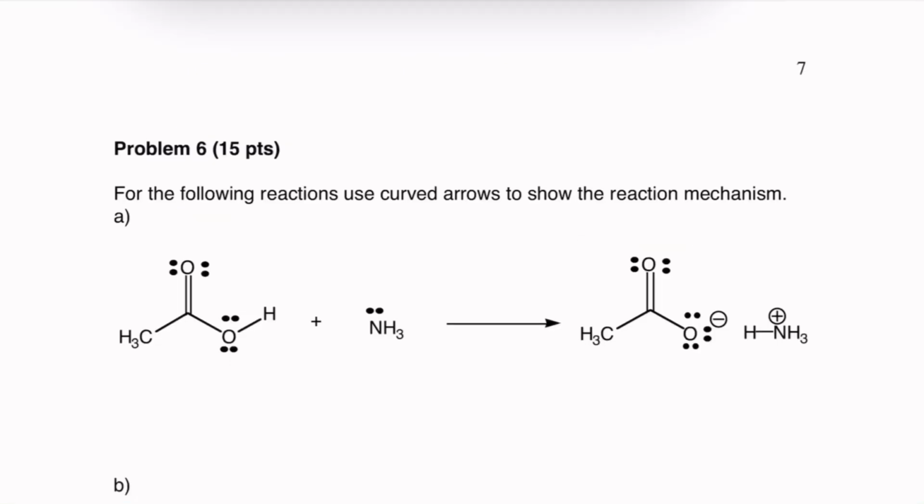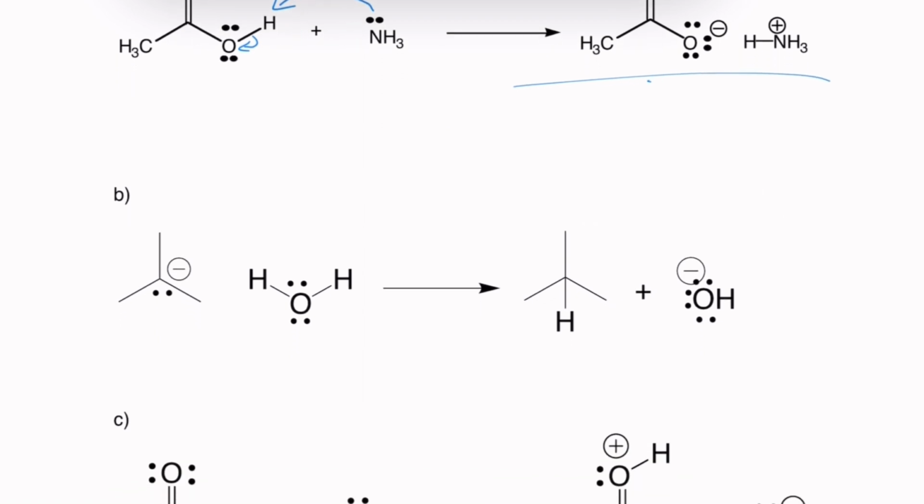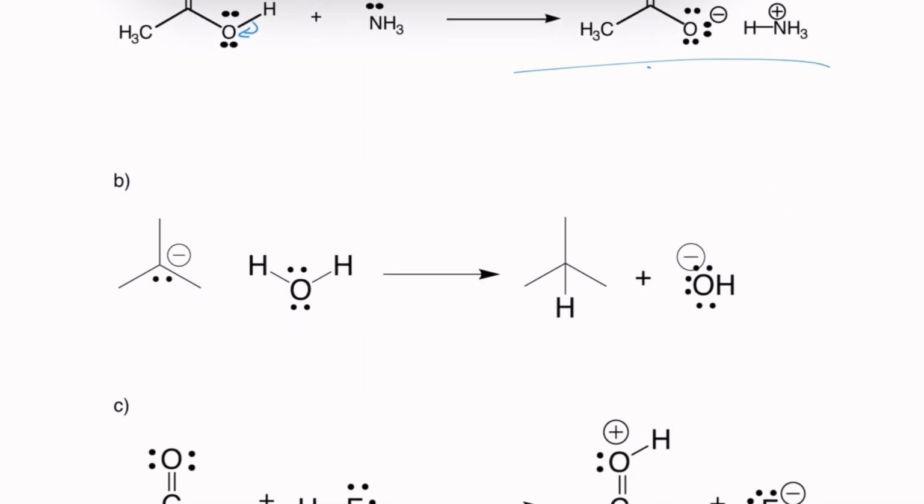Arrow pushing's easier than resonance. It gives you the answer in this, so all you have to do is kind of match how you see it. Make sure you draw from the lone pair to whatever you're trying to grab. In this case, it wants another hydrogen, so it's going to go from that lone pair to the hydrogen, and then that bond between the oxygen and hydrogen is going to break. So you draw it from the bond to the oxygen, because that oxygen takes the lone pair from that bond. And then you do it for these.